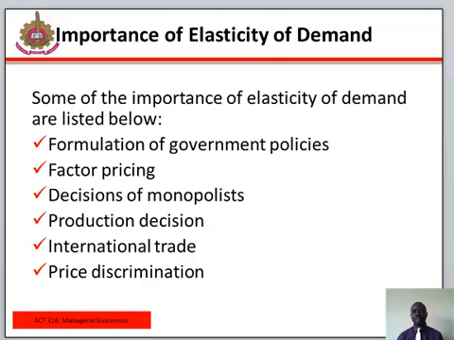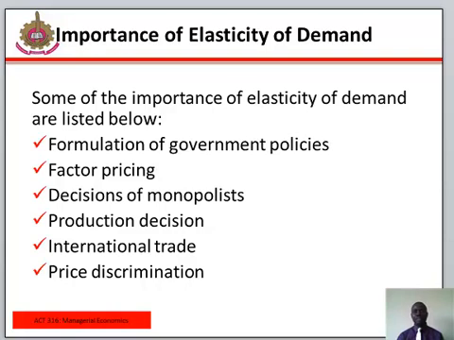The next one is decision of monopolies. A monopolist considers the nature of demand while fixing the price of its product. If demand for the product is elastic, then he will fix a low price. However, if demand is inelastic, then he is in a position to fix a high price.